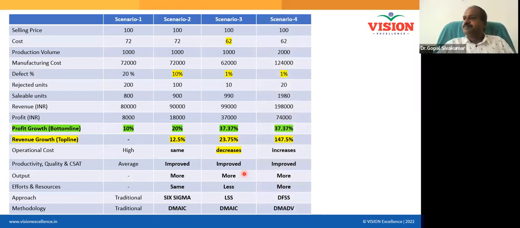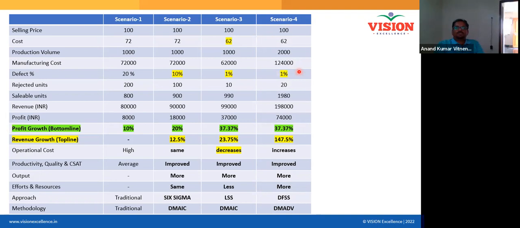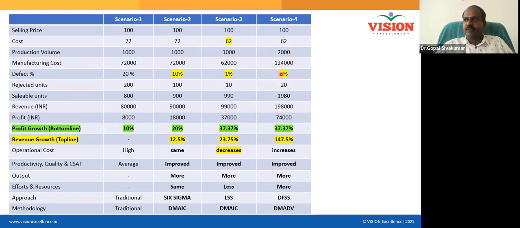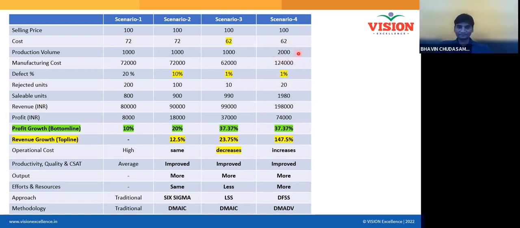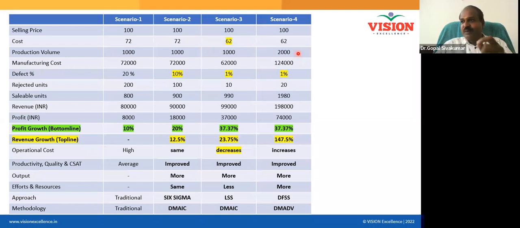Scenario number 4. What is the difference here? Can you notice the difference? Manufacturing cost has doubled. Why? Because of the increase in production volume. Now the impact will be huge on the revenue. Am I right? Now the focus is on the top line, not on the bottom line.